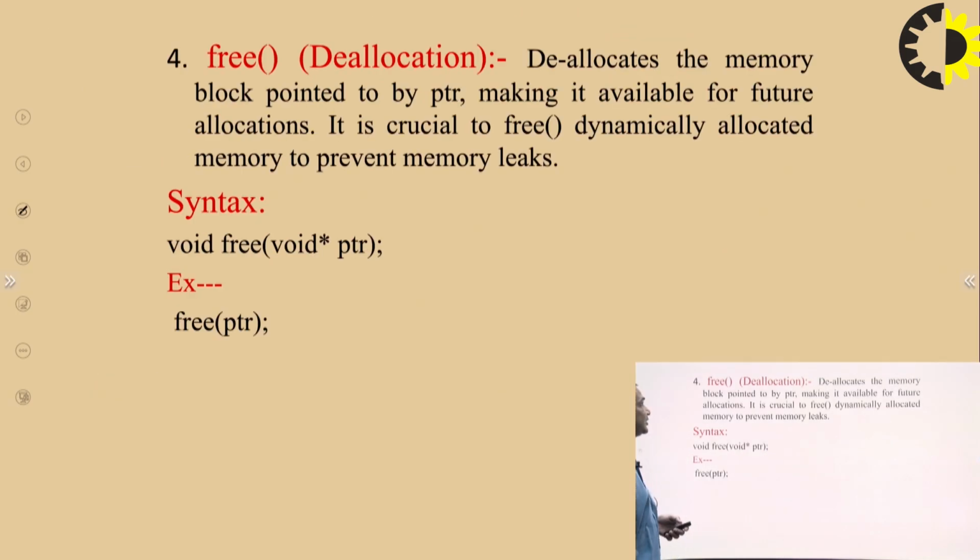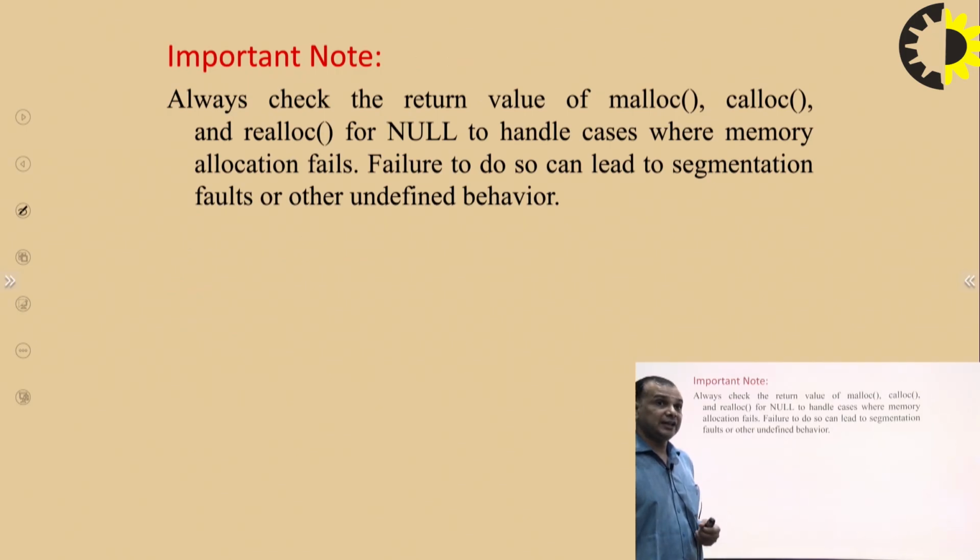So the next function of dynamic memory allocation is free, which is used to deallocate the memory block pointed to by the ptr, making it available for future allocation, and it is used to free dynamically allocated memory to prevent memory leakage. And what is the syntax? In a simple example, we use free and the pointer variable, that is, free(ptr). So there are 4 functions when we are using dynamic memory allocation.